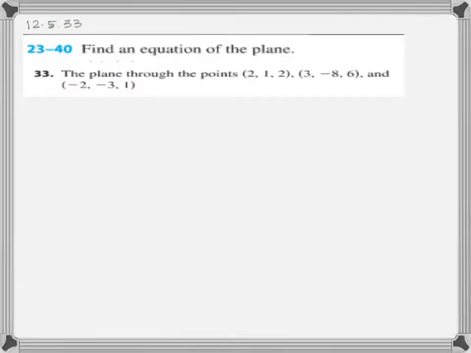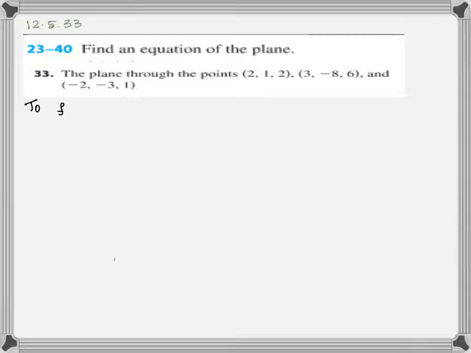Hi, in this video, I will be showing you problem number 33 of chapter 12, section 5. Find an equation of the plane through the points (2, 1, 2), (3, -8, 6), and (-2, -3, 1).